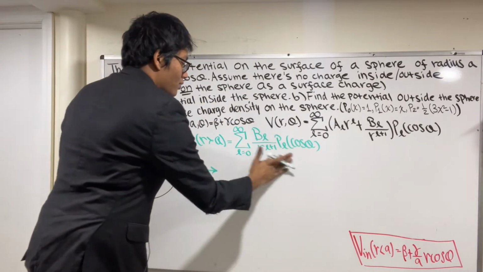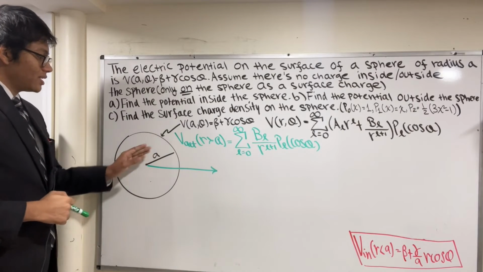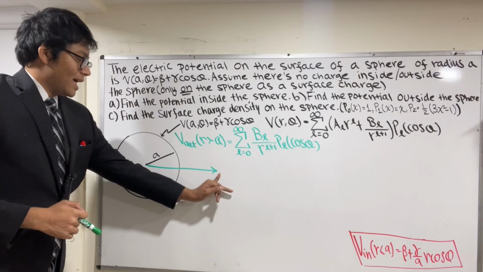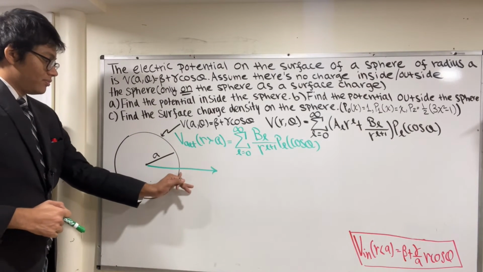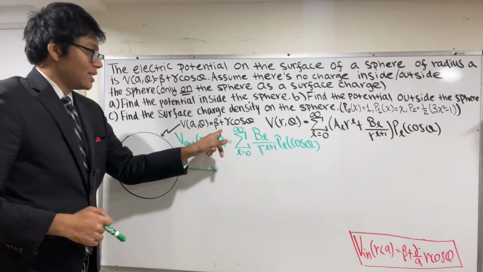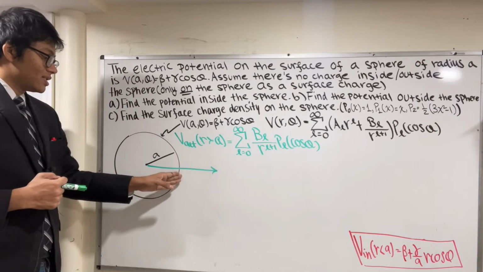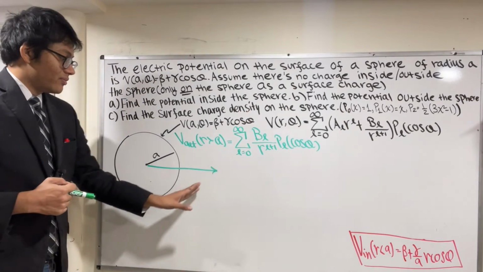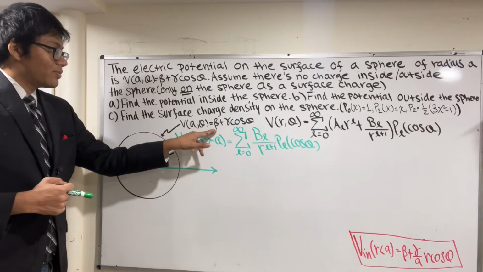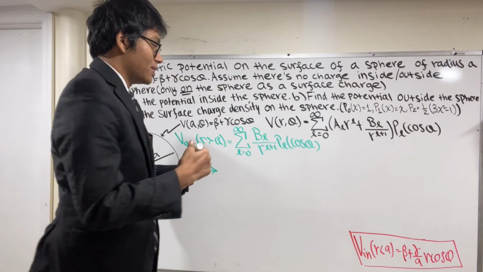And now what we're going to do is apply our boundary condition. What is our boundary condition? When we come over here, we have this electric potential. We know this; this is what we're given. If we're right at the surface, then our electric potential should be beta plus gamma cosine theta. So let's impose that boundary condition.